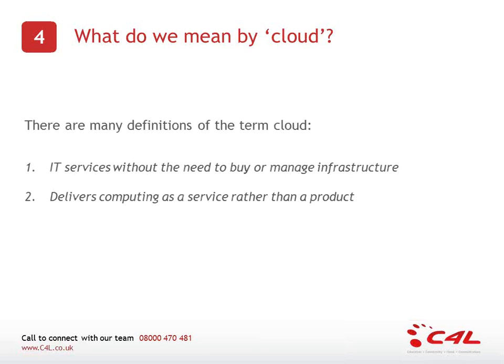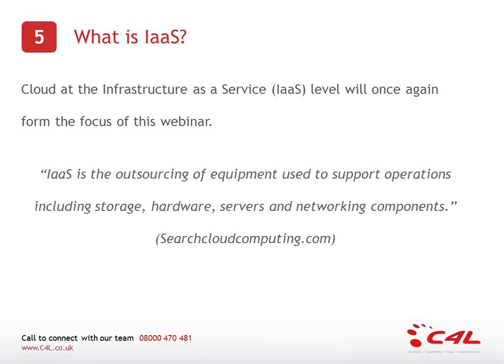Okay, so let's start off with the very basics. There's a lot of different definitions for cloud out there and a lot of different interpretations of what it means. These two brief descriptions are what we're going to be using really to focus on today. So IT services without the need to buy or manage infrastructure, and delivers computing as a service rather than as a product. And the specific element of cloud we're going to be dealing with today is IaaS, or infrastructure as a service. We've got a definition here from searchcloudcomputing.com. IaaS is the outsourcing of equipment used to support operations including storage, hardware, servers and networking components.